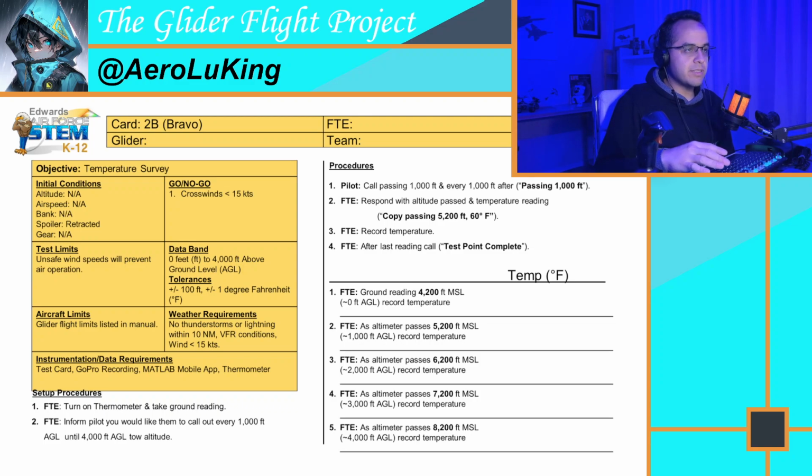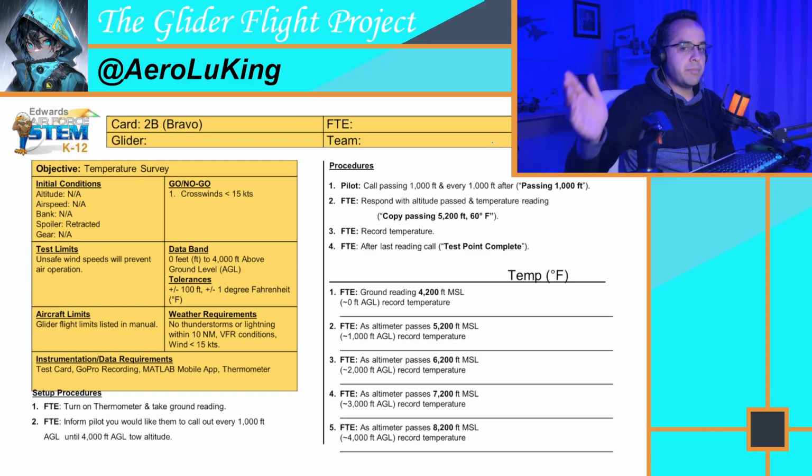So the importance of this card, more on the engineering side, is to give you an idea of how the temperature changes with altitude, which affects the density of the air throughout the day. So you'll want to collect this in the morning, midday, evening, or every 30 minutes, whatever you guys decide, just to get an idea of how the temperature is changing across 4,000 feet in altitude across the time of day.